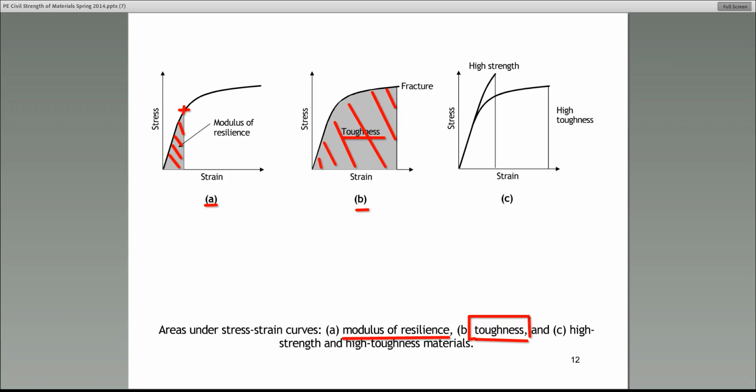Matthew, what you're saying is not correct. No. Matthew, pay attention to what I'm saying. Modulus of toughness, or toughness, is the area under the curve all the way to fracture, not ultimate strength, all the way to fracture. Okay. Helen says modulus is a number like an index.